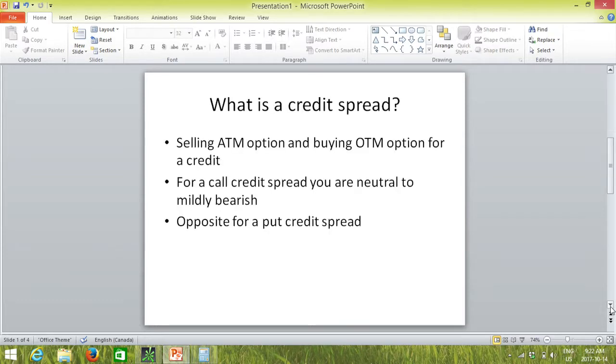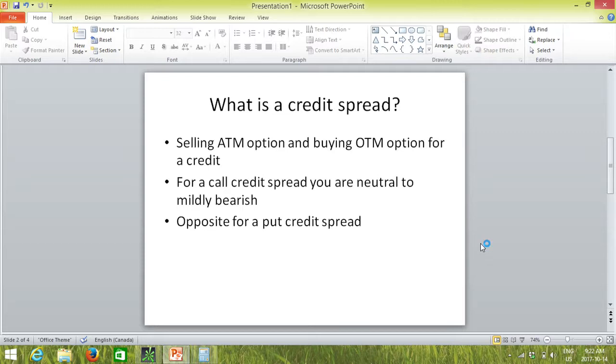So, all right. What is a credit spread? You're selling an at the money option and buying an out of the money option for a credit. Obviously it's the opposite of a debit spread. So why would you do a call credit spread? You're either neutral to or mildly bearish on the stock, and I'll explain that in a minute.